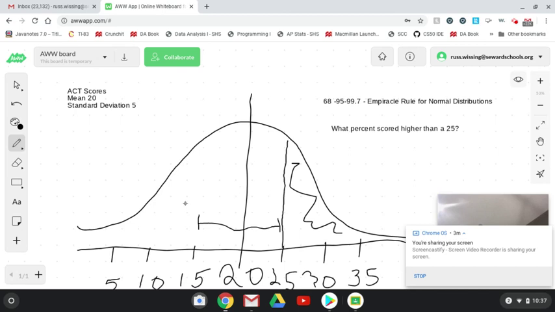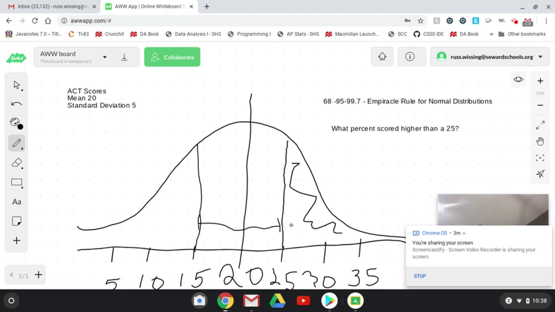So if there's 68 in here, and this is symmetric, 100 minus 68 is 32. So this area over here is 32, or excuse me, half of 32, which is 16%. And this area over here is 16%, because 16 plus 68 plus 16 gives you 100. So the question on that one, what percent scored higher than a 25, would be 16%.